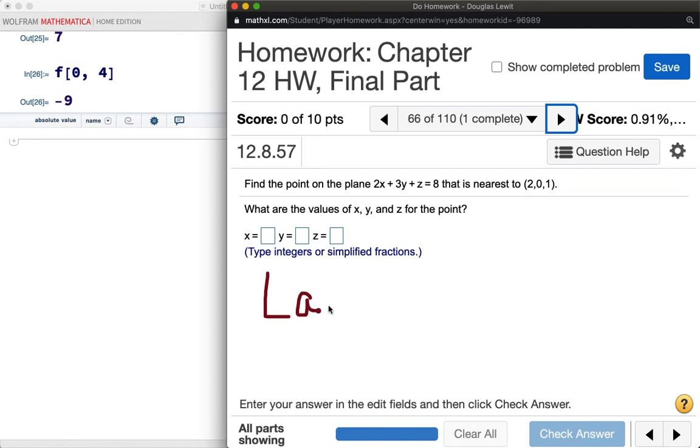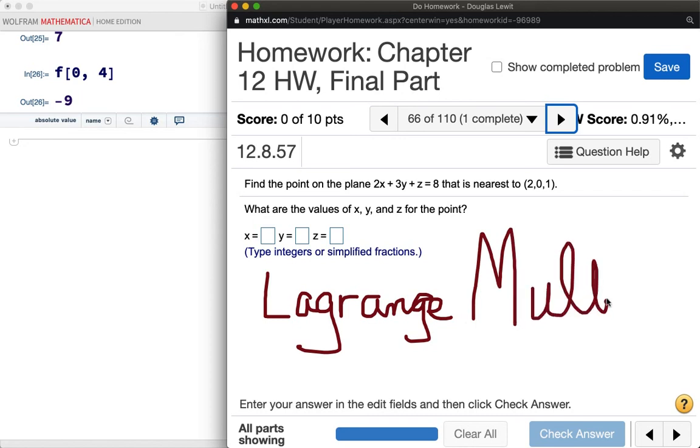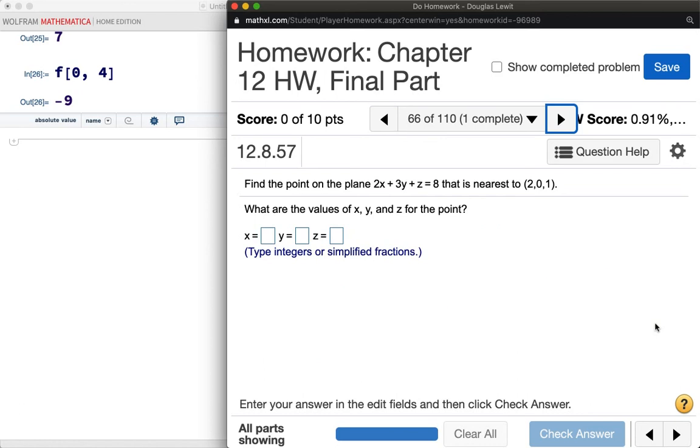This is a classic Lagrange multiplier problem. The man's name was French. It's not Lagrange, it's Lagrange. Okay, I'm writing with my trackpad, so it's a little bit awkward. Actually, we might be able to solve this problem without Lagrange multipliers.